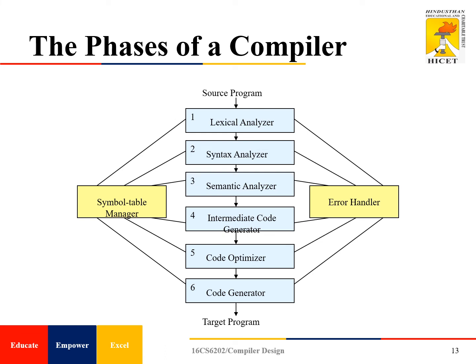Symbol table is a data structure used to store the tokens that are generated by the lexical analyzer. Error handler is used to handle the various types of errors that are generated in various phases of compiler. Each and every phase of compiler will produce a different type of output. The final output will be the target program or relocatable machine code.